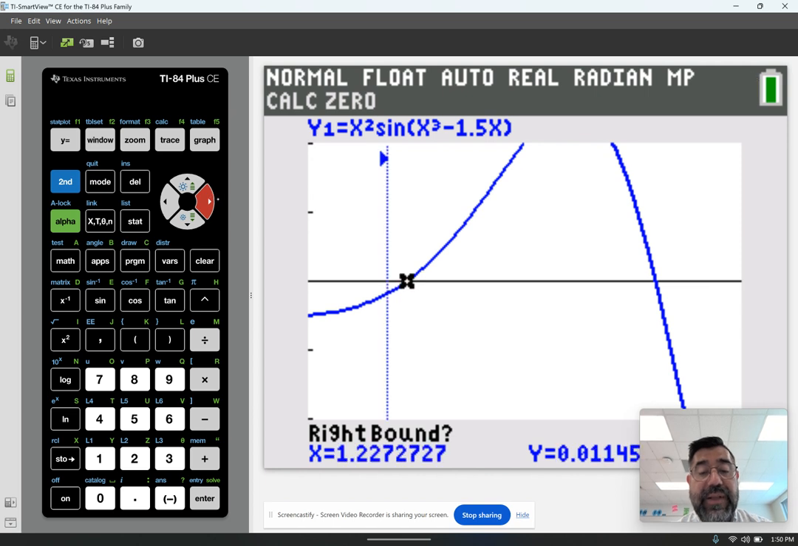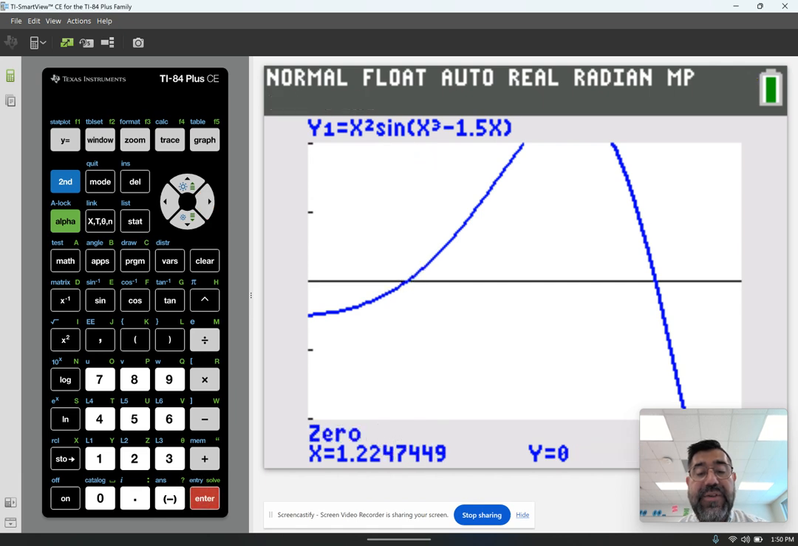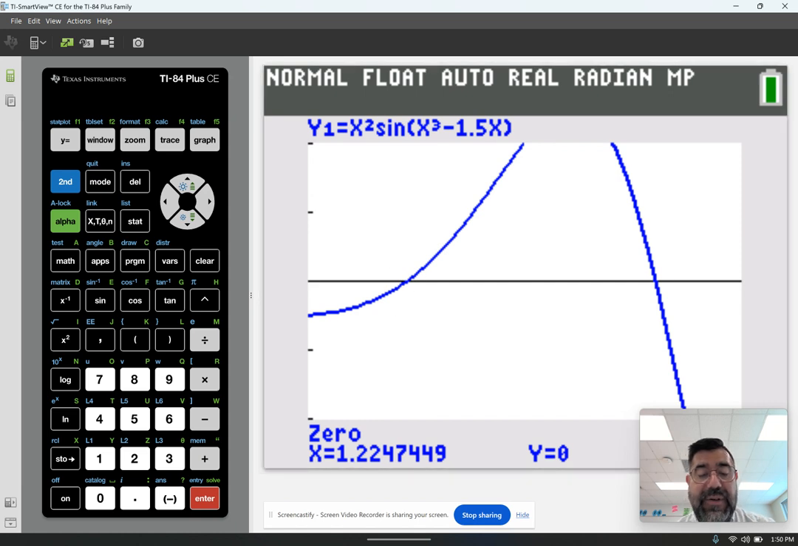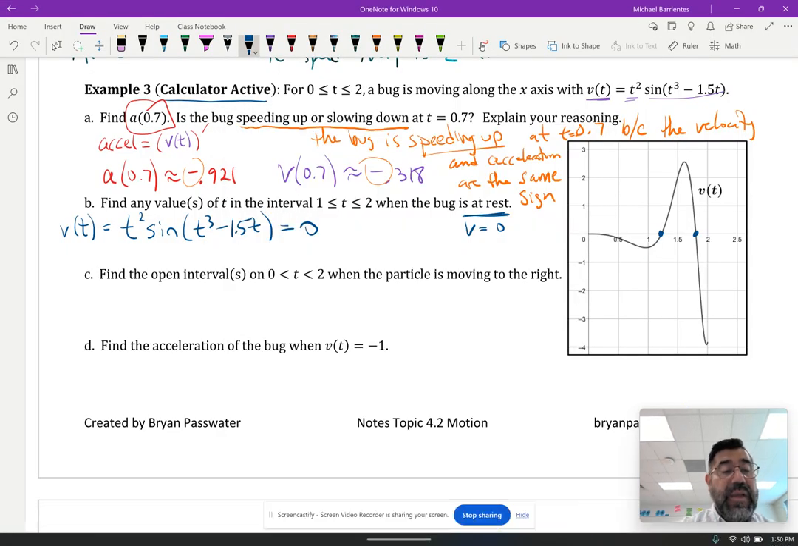So now I'm going to move a little bit to the right of where you think the 0 is and press enter. And so the calculator is looking for the 0 in that little window, and this is the 0 at time 1.225. But there's another place, right?